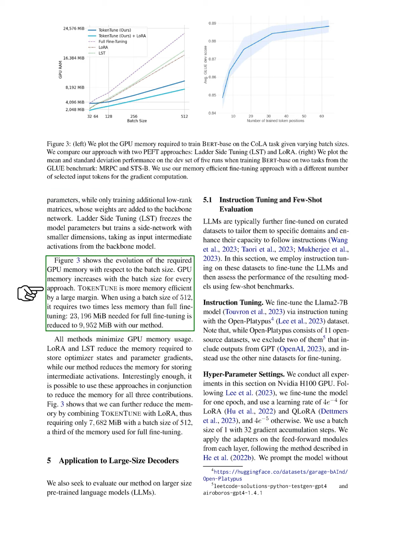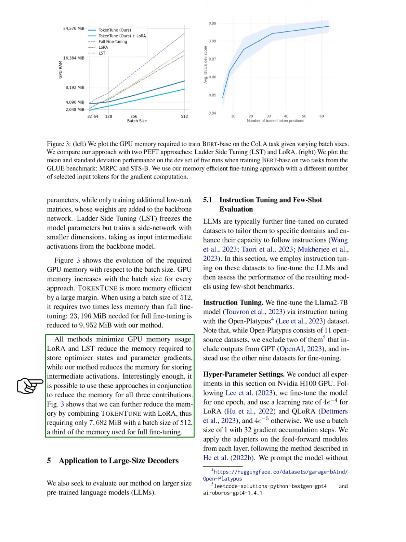Our results show that GPU memory usage increases with batch size for all methods, but TOKENTUNE is significantly more memory efficient. For a batch size of 512, it requires only 9,952 megabytes, compared to 23,196 MB for full fine-tuning.